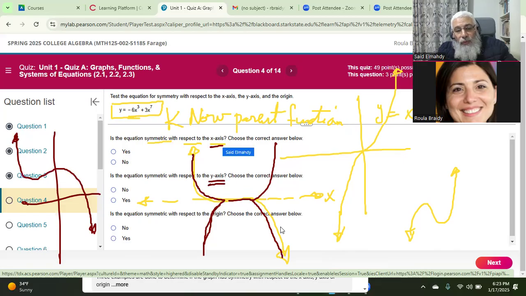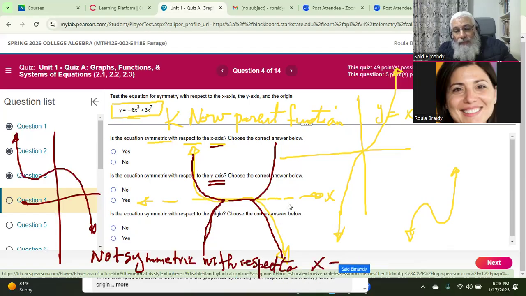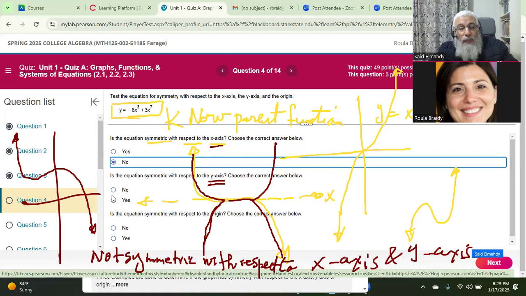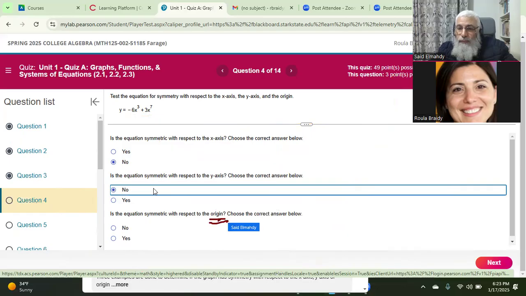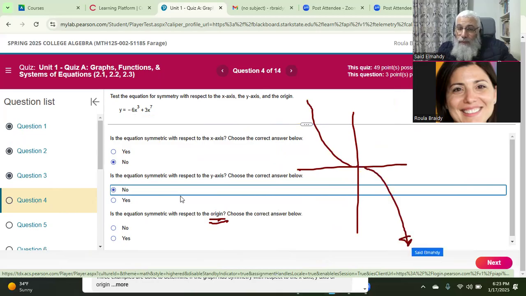Not symmetric with respect to the x-axis nor the y-axis. What about the origin? I think for the origin, it's like you showed me, it's going through the origin. If it is the parent function, it could be symmetric with the origin.